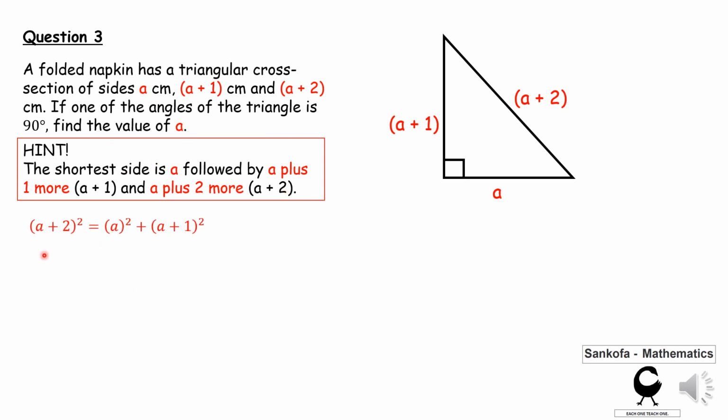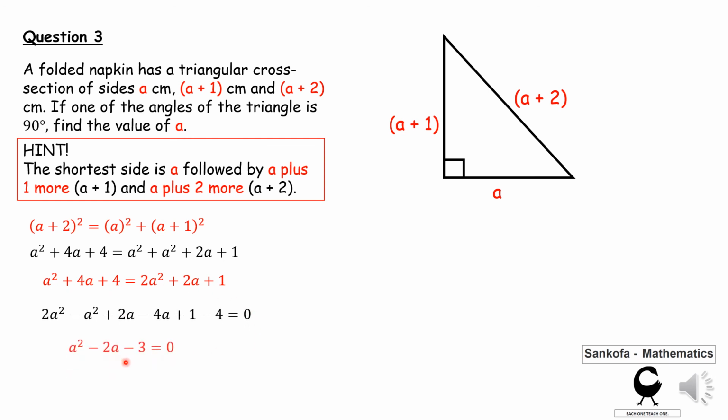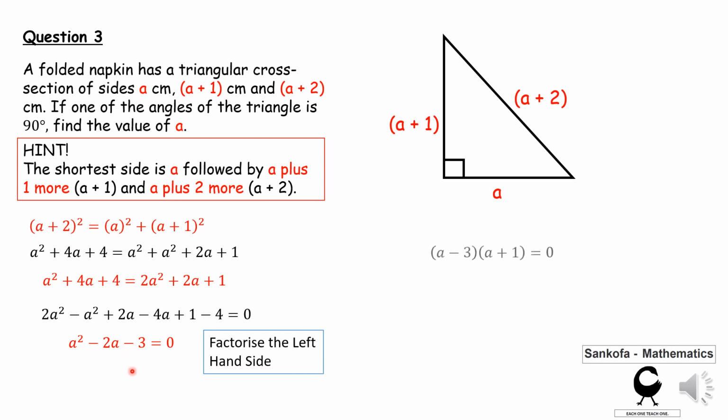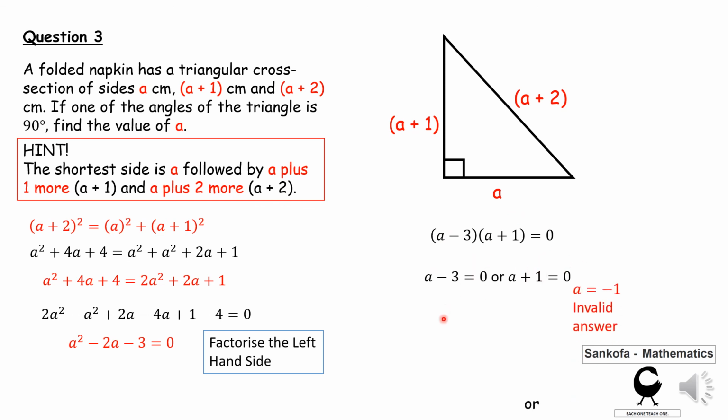We take a plus 2 all squared equals a squared plus a plus 1 all squared. And you clean that up, and you should arrive at nothing but a squared minus 2a minus 3 equals 0. When you are here, this should factorize. So you factorize the left hand side to a minus 3, a plus 1 equals 0. Let each bracket equal 0, and then you look at your two solutions. And again, the only viable solution is when a is equal to positive 3, which is what we were supposed to find in the first place.